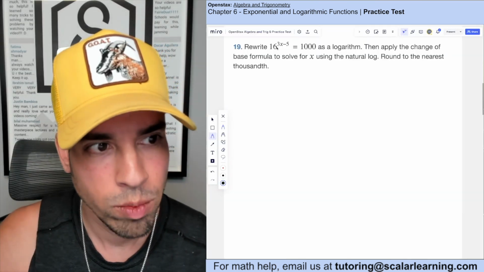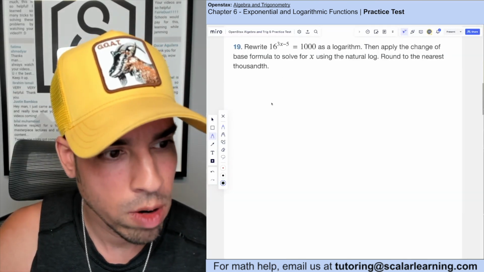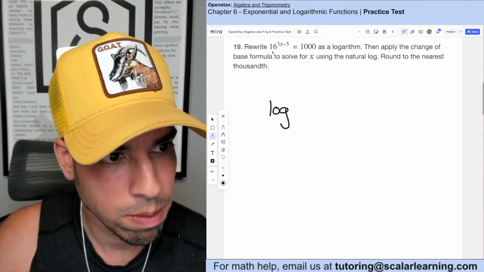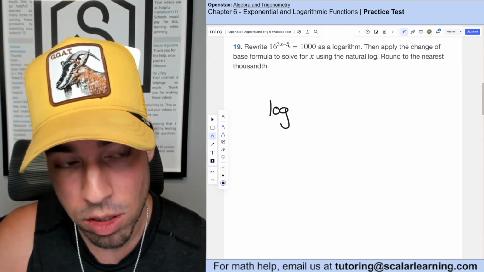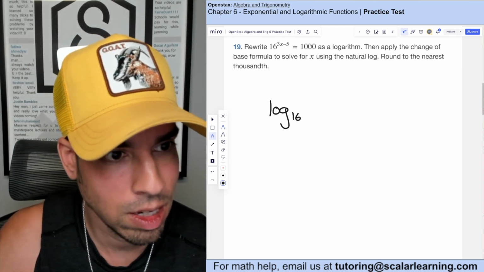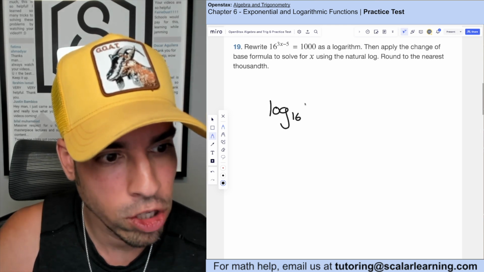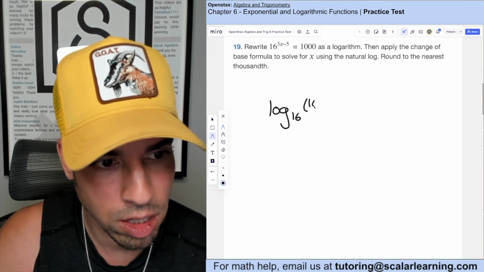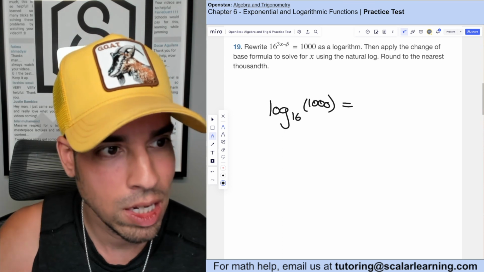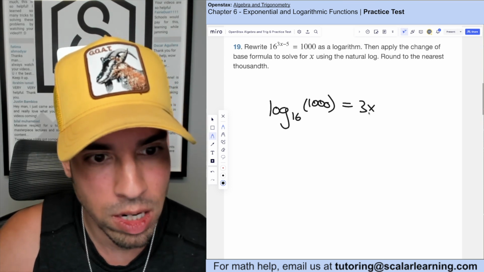So for this one, we're rewriting as a logarithm. So I always say log base, and the base is the same as this value that's being raised to an exponent. So it's log base 16, and then the argument is going to be what's on the other side of the equal sign, 1,000, is going to be equal to that exponent of 3x minus 5.